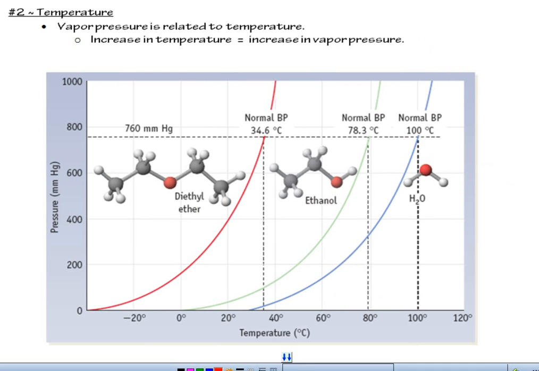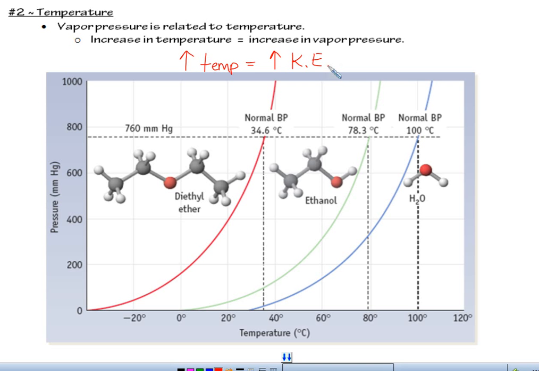Another factor that affects vapor pressure is temperature. We mentioned previously that as you increase temperature, you increase kinetic energy, which is energy of movement. So as I increase the temperature, these particles start moving around faster. If they have more energy, they're more likely to enter the gas phase from the liquid. That makes sense. So notice here, this little graph measures temperature versus pressure.